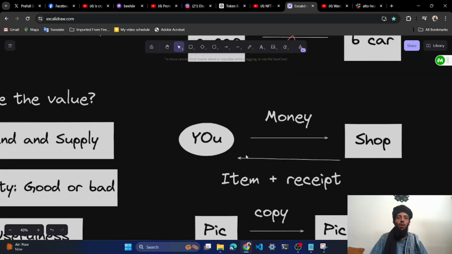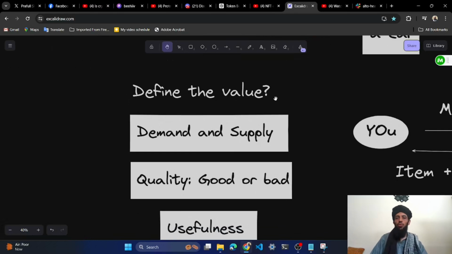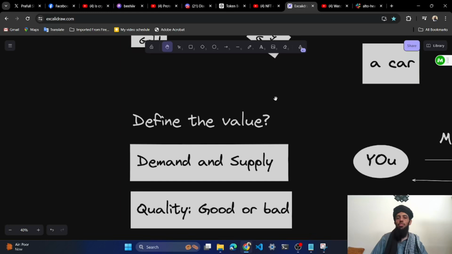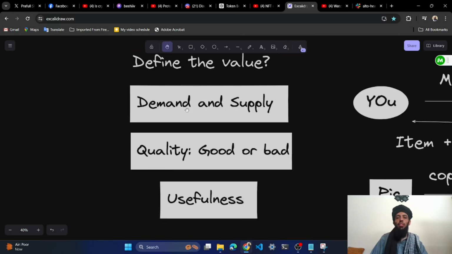Now let's take a look at another point, which is what defines the value. What are the things that define the value of the fungible or the non-fungible? Basically, demand and supply. If there is more demand and less supply, then obviously the prices will go up. But if there is more supply but less demand, then the prices will go down.